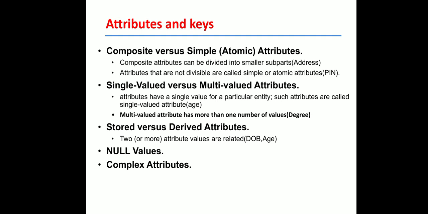Then we have complex attributes. Complex attributes have values that are represented in a complex manner, because each attribute has its own sub attributes, and again those sub attributes can have their own sub attributes. There is a complexity among these attributes. Such attributes are called complex attributes.